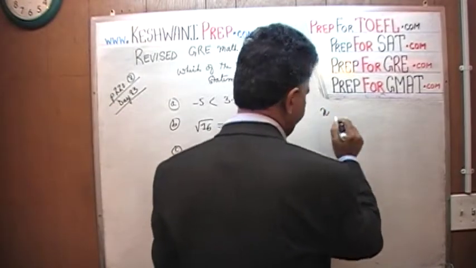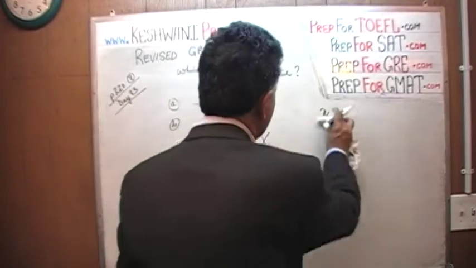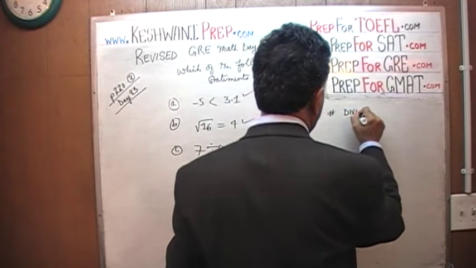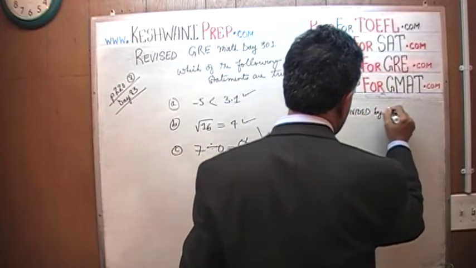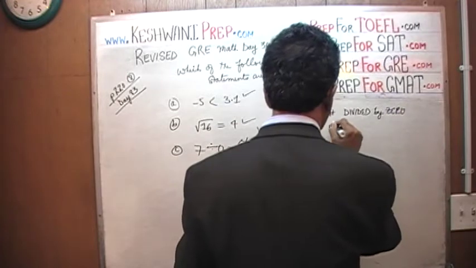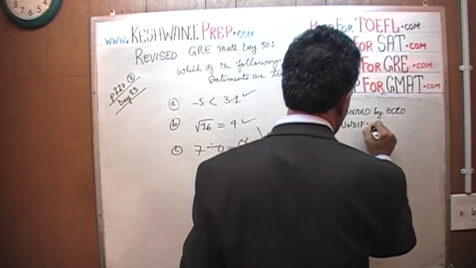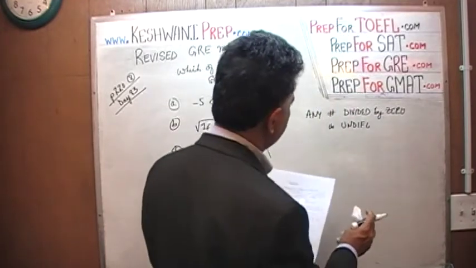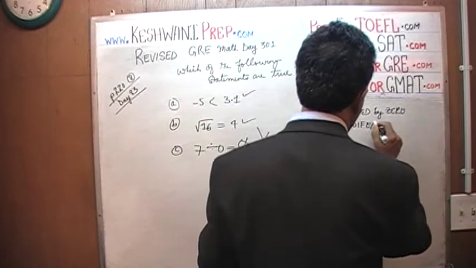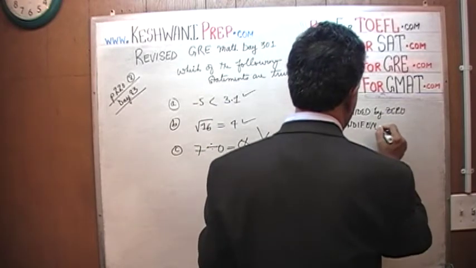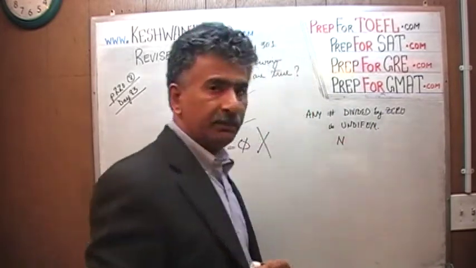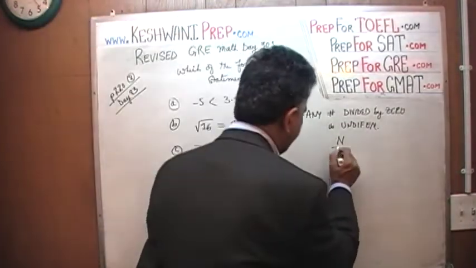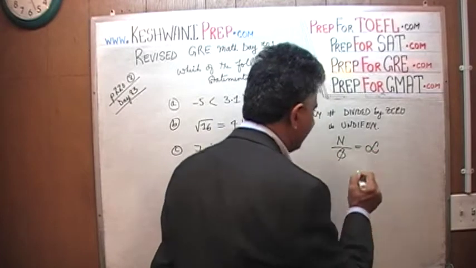Any number divided by 0 is undefined. How do you spell undefined? It's undefined. Any number, you pick any number at all, doesn't matter, positive number, negative number, odd number, whatever it is, any number divided by 0 is undefined, it is infinity.